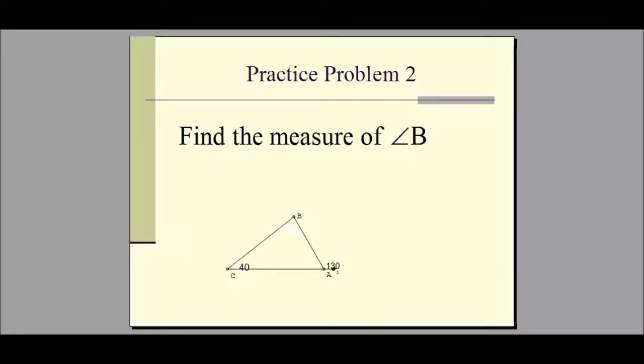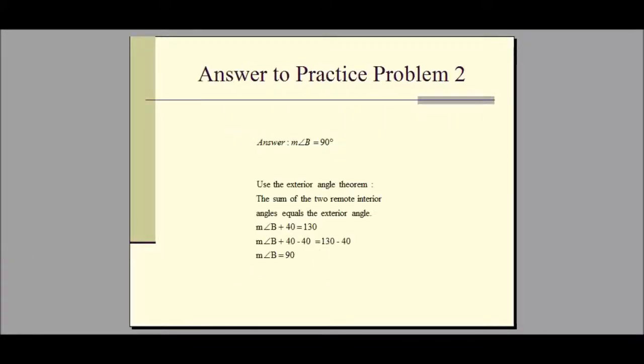Practice problem 2 tells us to find the measure of angle B. The measure of angle B equals 90 degrees. Use the exterior angle theorem. The measure of angle B plus 40 equals 130. Subtracting 40 from both sides tells us that the measure of angle B equals 90.